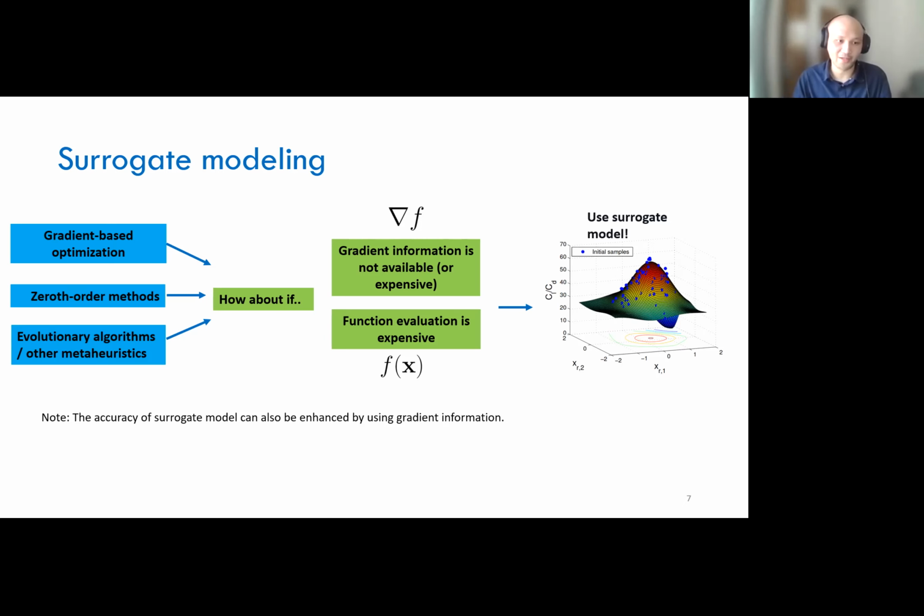Although I put some notes there that actually we can use gradient information if you want to improve the accuracy of your surrogate model. So if we have auxiliary information, such as gradient information, then we can use that to improve the accuracy of our surrogate model.